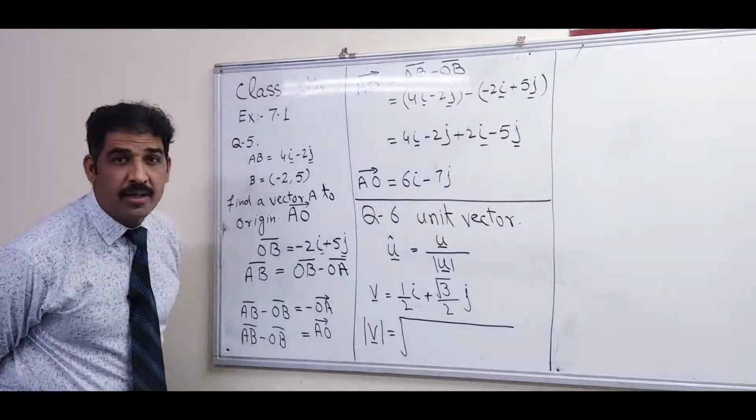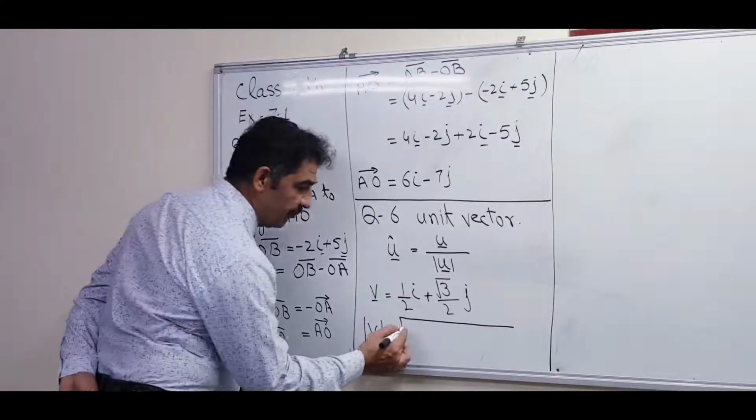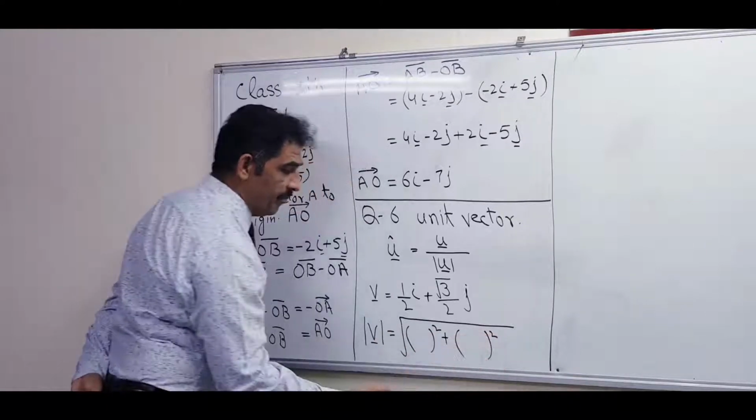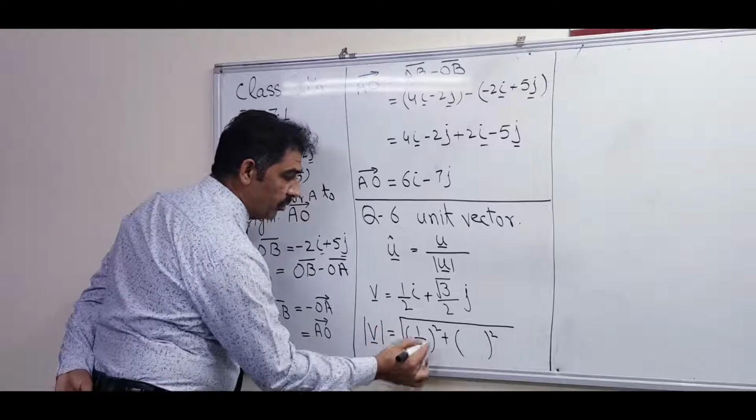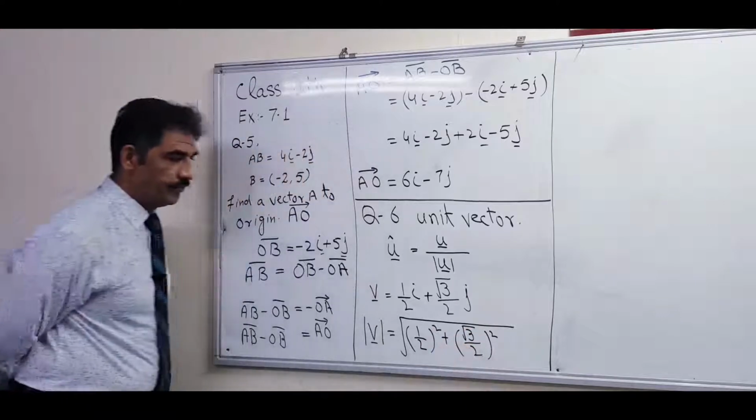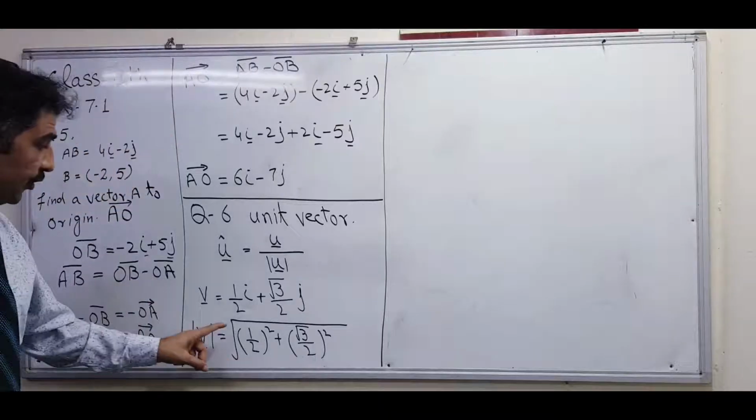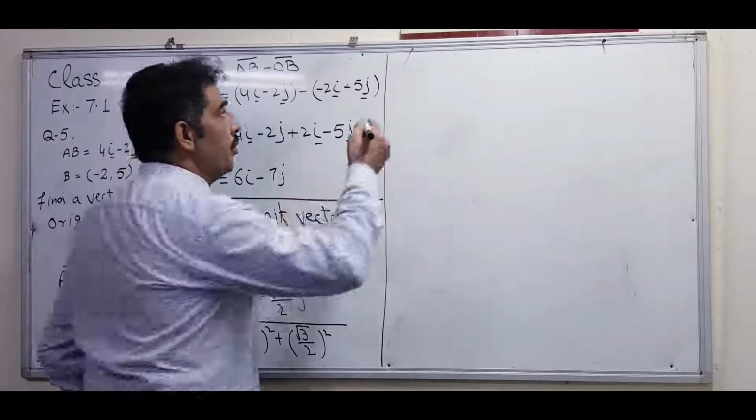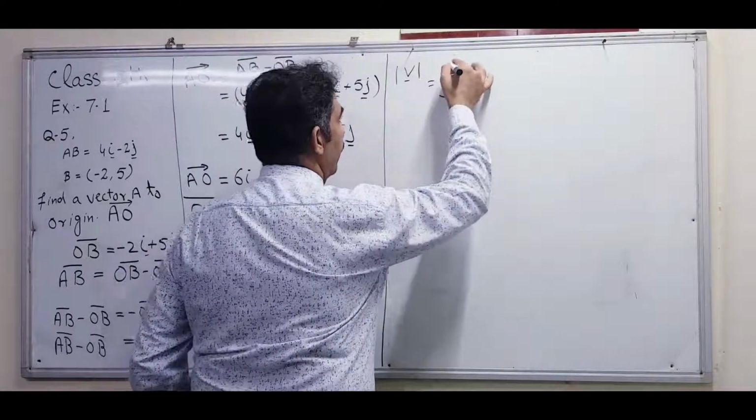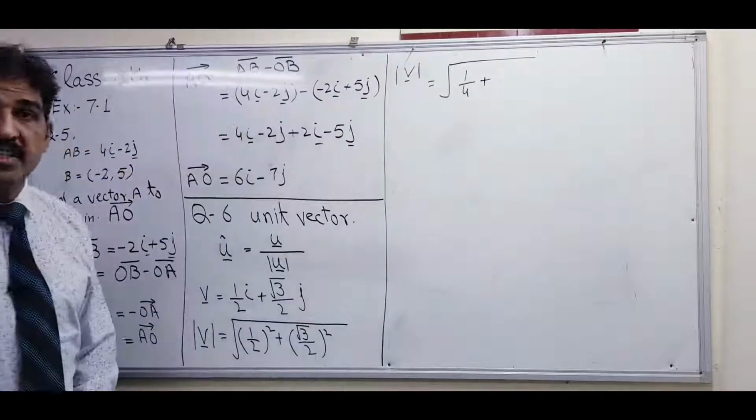How to find magnitude? The square of the i component plus the square of the j component. What's the square of i? 1 over 2, and here root 3 over 2. Simplify, then what will we get as the answer? So 1 over 2 squared, the magnitude of V is equal to 1 over 4 plus.